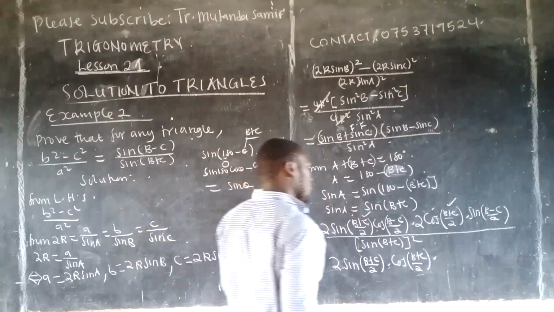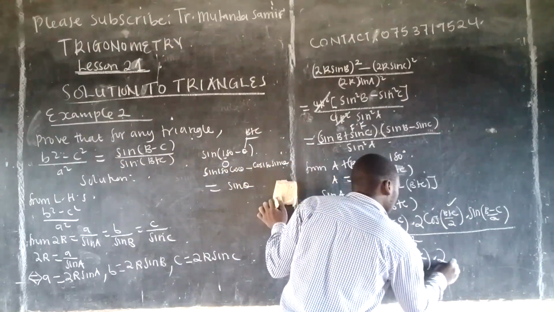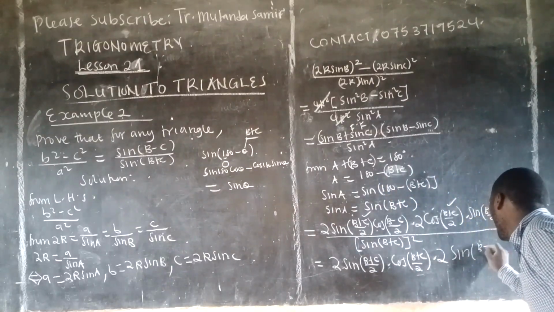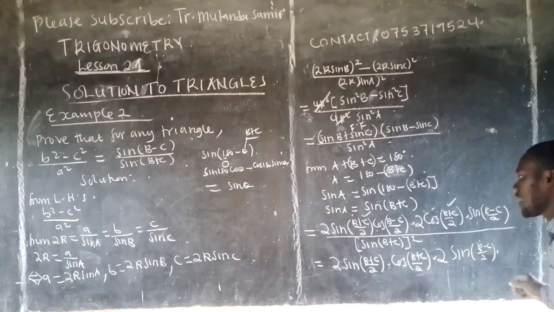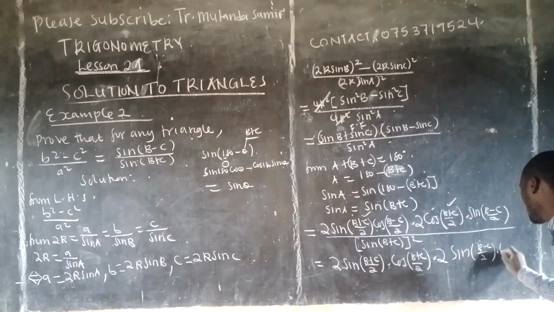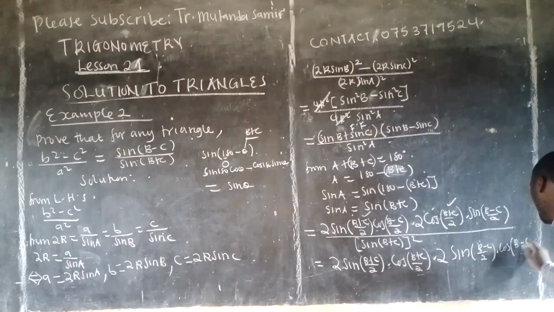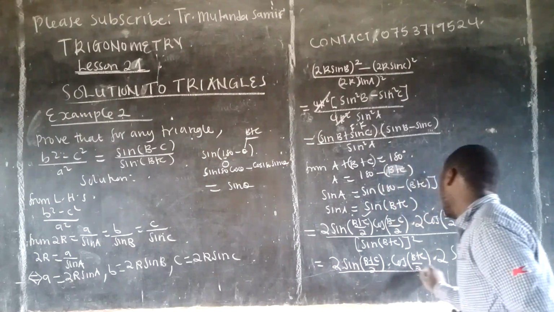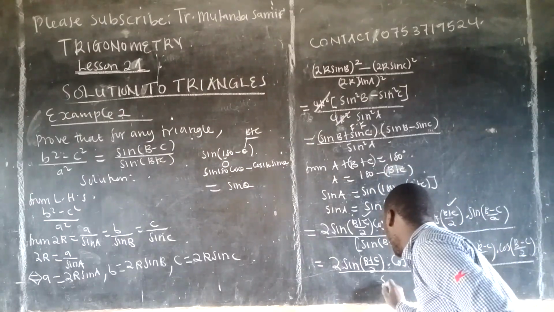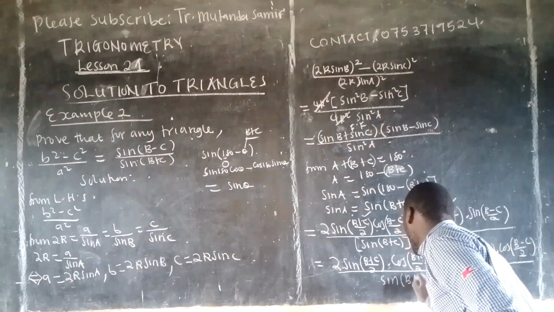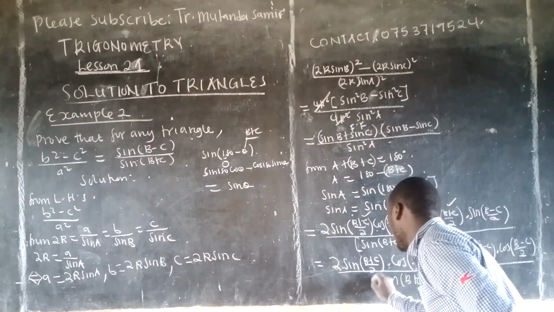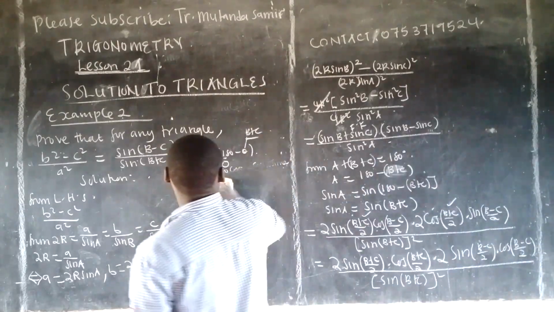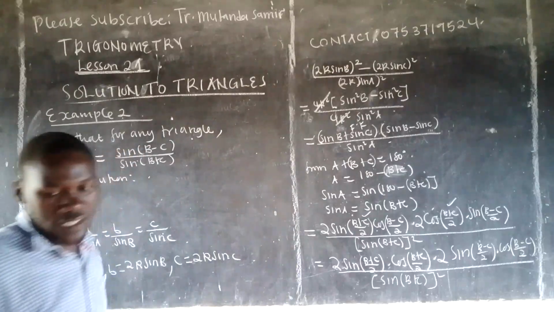Good. Then your 2 remains. Here we shall have sine, now bring down with minus, (b minus c) over 2. Then again cos (b minus c) over 2. All right. Everything there must be divided by a sine of (b plus c), but everything in there is squared. You allow me to complete this from here.